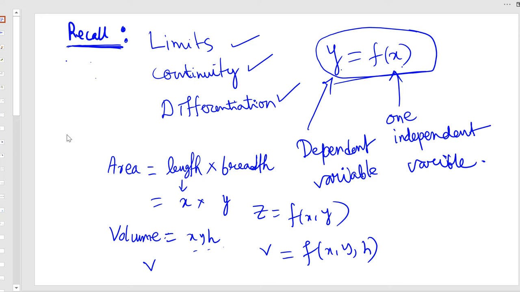Now, if you look at area, area is a function of length and breadth. So, for example, if you say A, area, it is a function of x and y. So there are two independent variables.